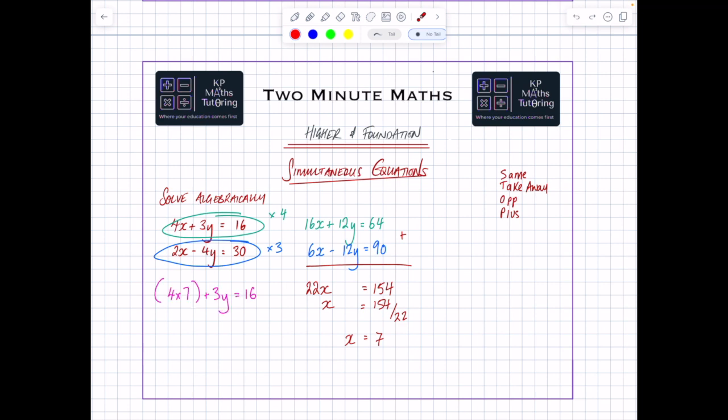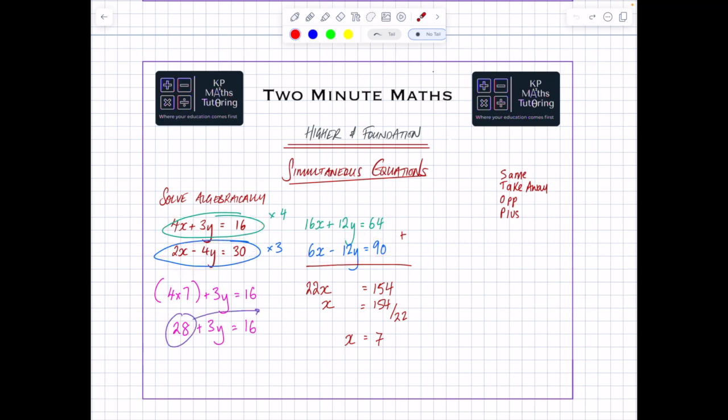From there, what you need to do is substitute this x into the first equation or the second equation. I'm using the first one, so 4 times 7, because x is now 7. So I'll work out 4 times 7, which is 28, plus 3y equals 16, so all of that stayed the same. You could substitute it here, here, or here, but I always just like to pick the first one.